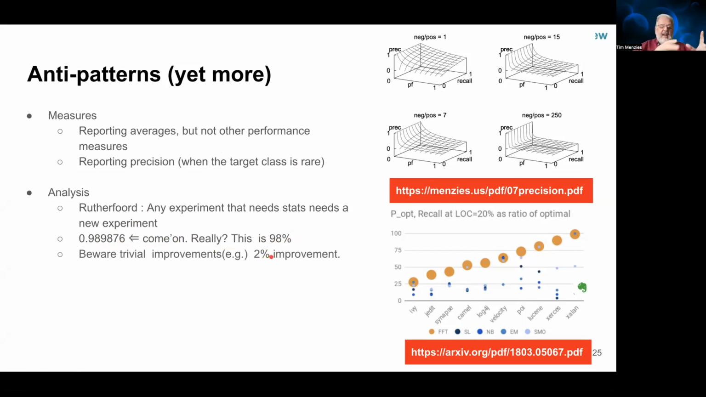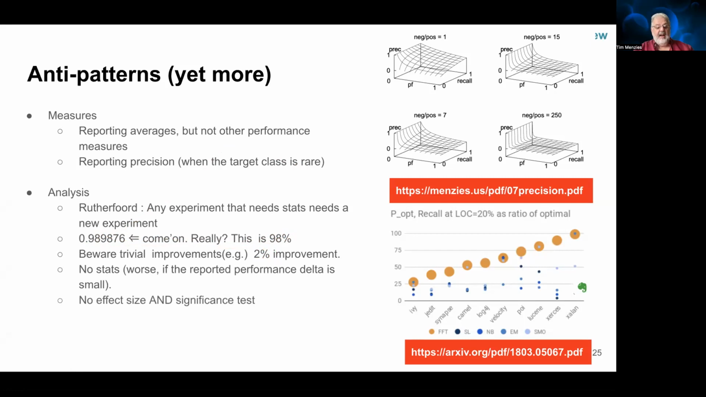As I say, if all the trivial 2% improvements we've ever had were stacked together, we'd have accuracies of 100% right now. I get worried when I don't see stats. I get worried when I don't see effect size and significance tests. And I think we're heading towards the point where I have to decide what to show you rather than everything else. So, Olga, how much longer do we have for this session?